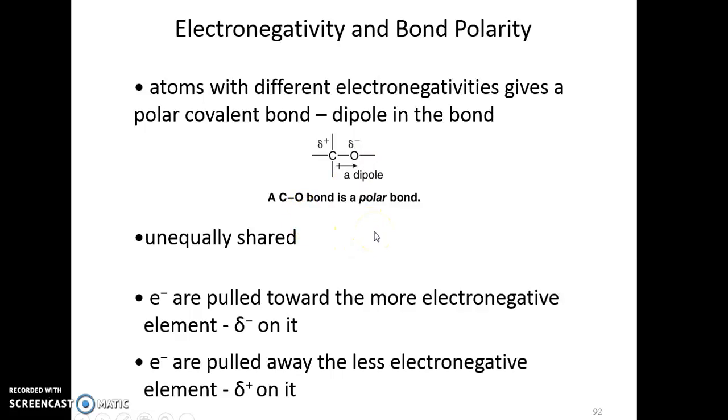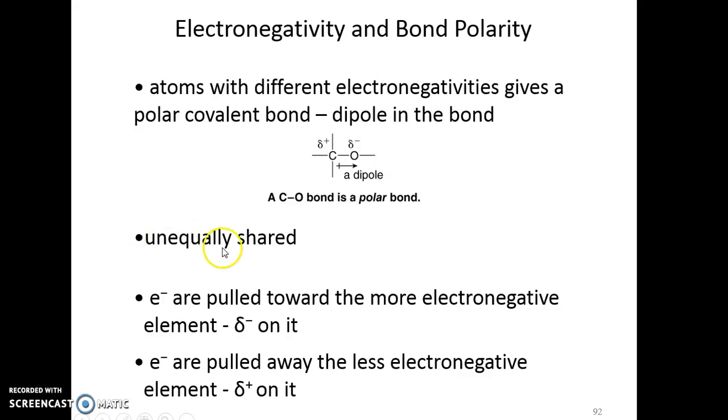Now, those numbers you don't have to memorize, because you will be able to figure out which one's more electronegative by the trend in the periodic table. Carbon is to the left of oxygen, so it's less electronegative. Oxygen is closer to fluorine, the most electronegative element, so it pulls the electrons. So the atom that is closest to fluorine ends up getting a delta negative.